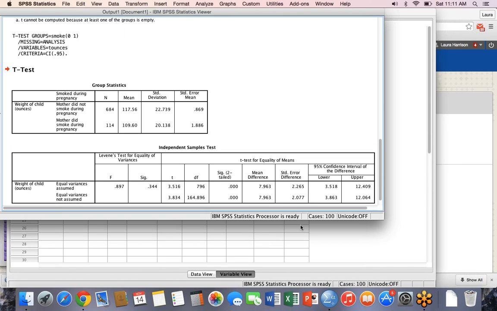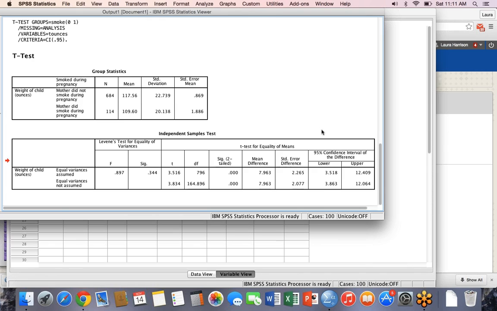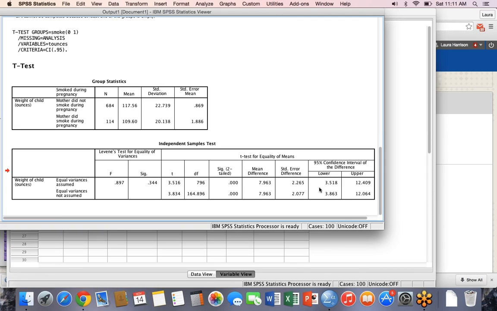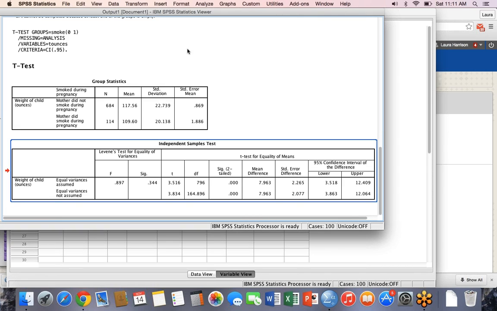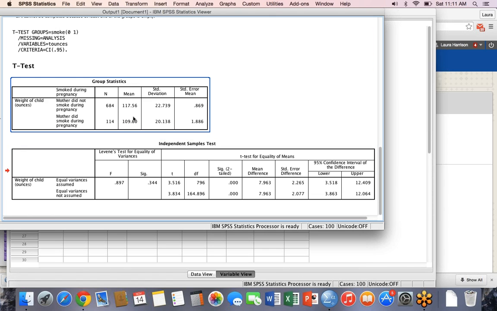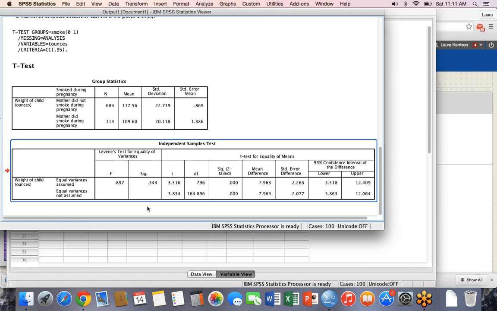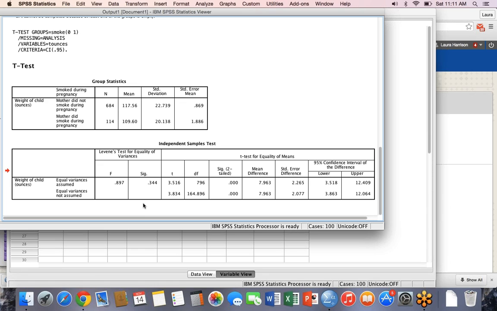Let's see what we get this time. So our means are 117 for women that didn't smoke and 109. That's quite a difference, actually. That's in ounces. And our standard deviations look kind of similar, but we're not going to make that judgment ourselves. We're going to leave it to SPSS.